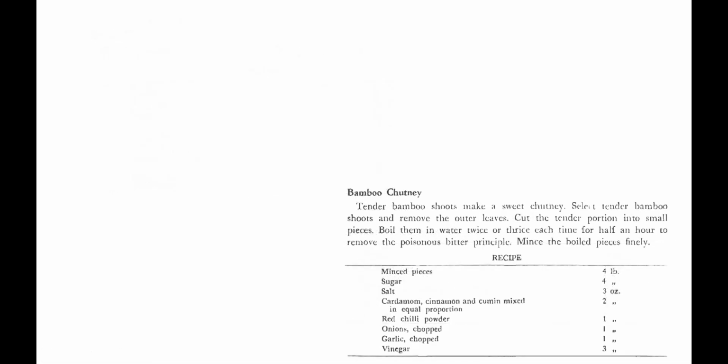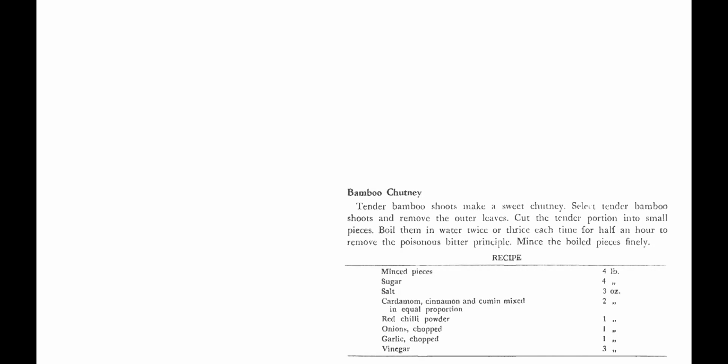And likewise, bamboo chutney could also be prepared. Tender bamboo shoots make a very sweet chutney. Bamboo shoots are selected, the outer leaves removed, and the tender portion is cut into small pieces. Then they are boiled in water twice or thrice, for half an hour, to remove all the poisonous bitter principles, tannins, or polyphenols, and then the boiled pieces are minced.